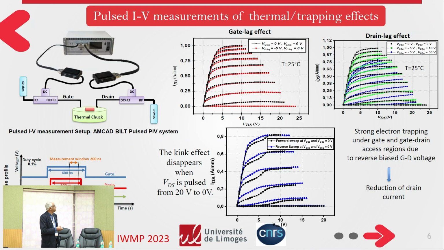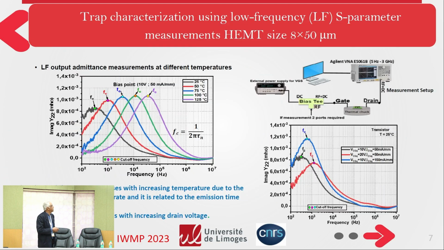So as I said to you, we can see there are traps by making this kind of measurement, but no dynamic information about the traps can be obtained with this kind of measurement. So we need to make other kinds of measurements. So we made a low frequency S-parameter measurement here with an Agilent VNA. I present here the imaginary part of Y22 versus frequency for different temperatures.